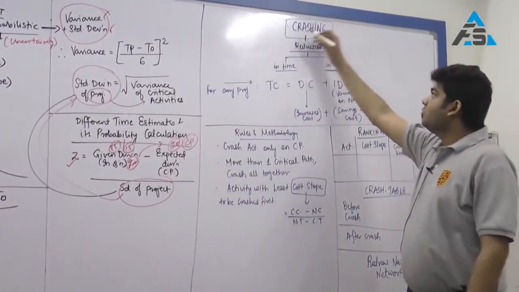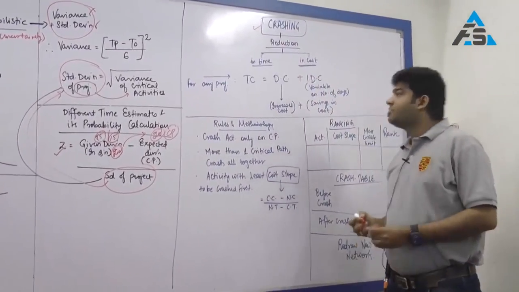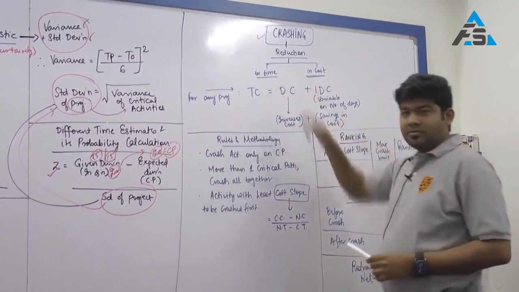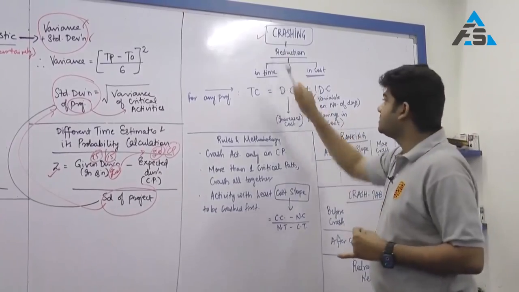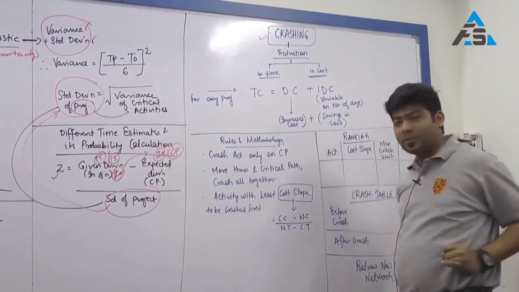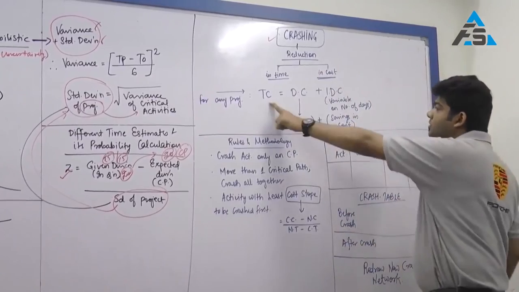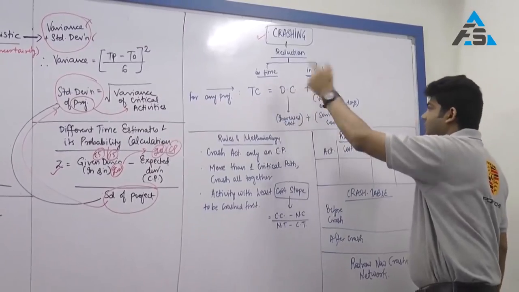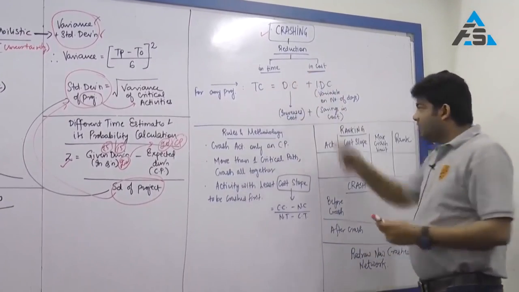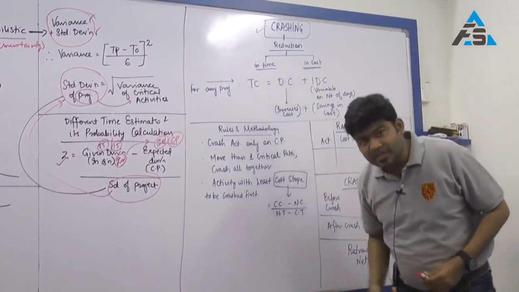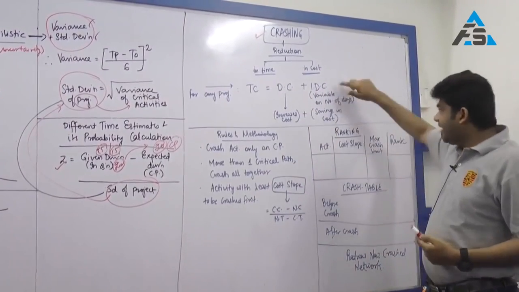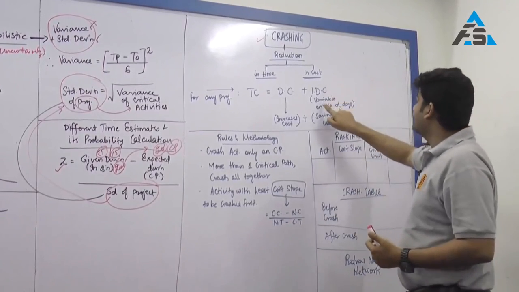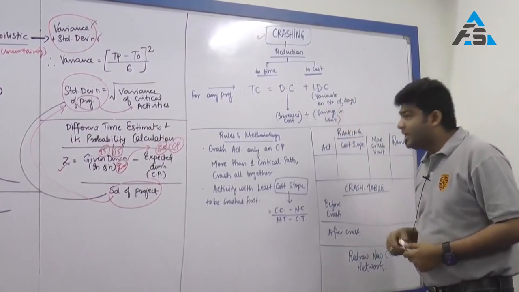Moving on to again an important aspect, crashing. What is crashing? Crashing refers to reduction in time and in cost. We see that there is a critical path involved, so there is time involved. Obviously, to complete the whole project, there is cost involved. For any project, the total cost is direct cost plus indirect cost. This direct cost will increase as we keep on doing crashing activity, whereas there will be savings in indirect cost, because indirect cost is variable on the total number of days.